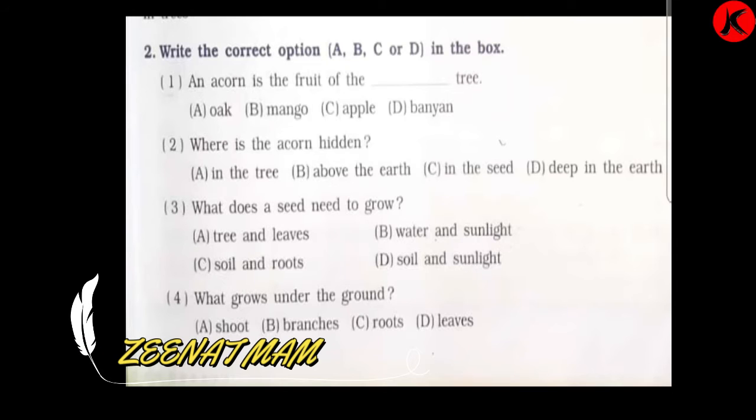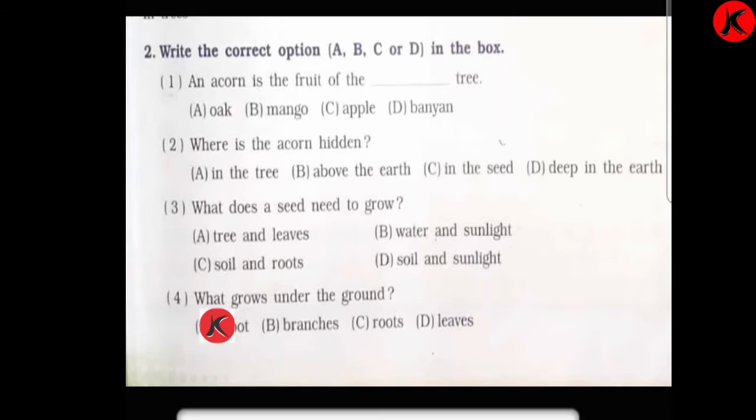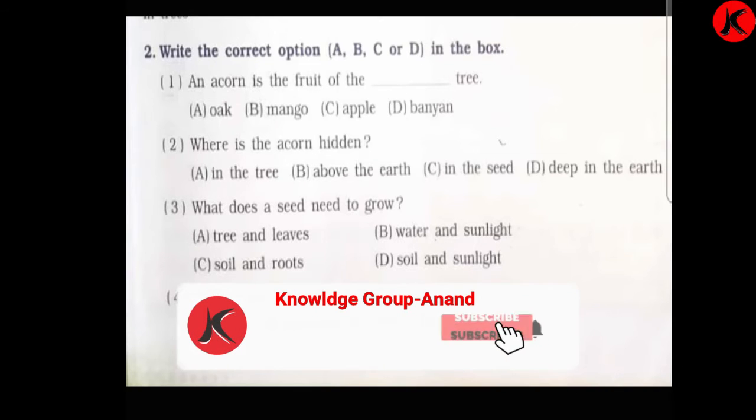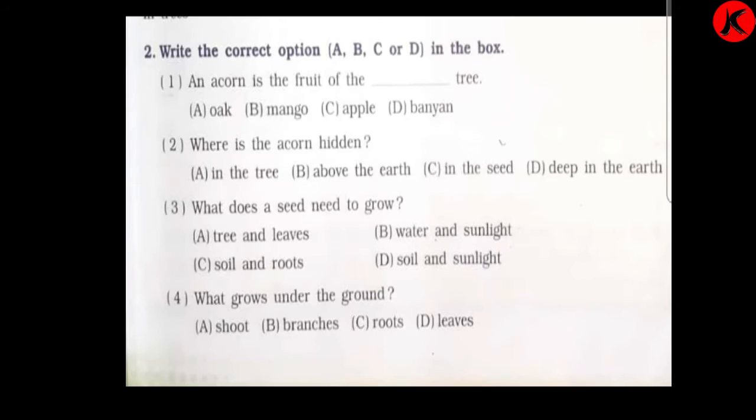Good morning, children. Today we are going to do revision of Marigold textbook, Unit 3. The chapter name is Little by Little. We are going to do the exercise now. Write the correct option A, B, C or D in the box.